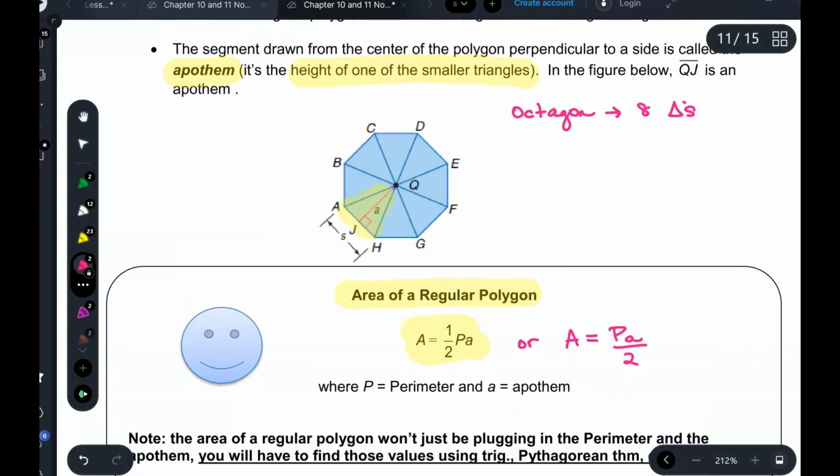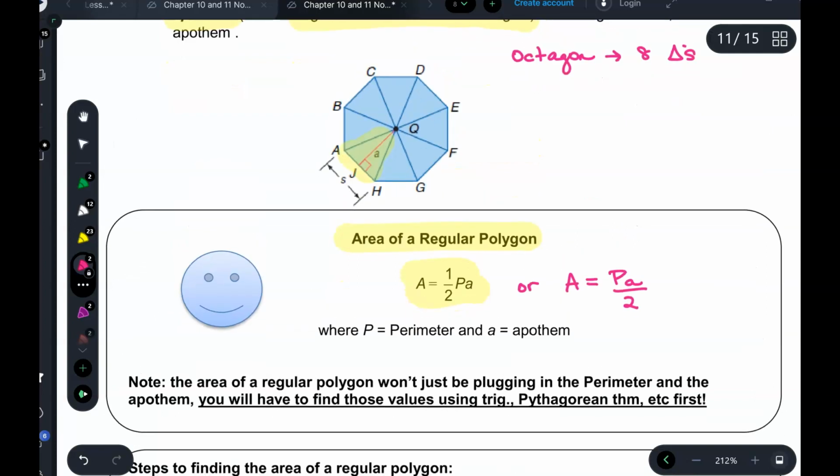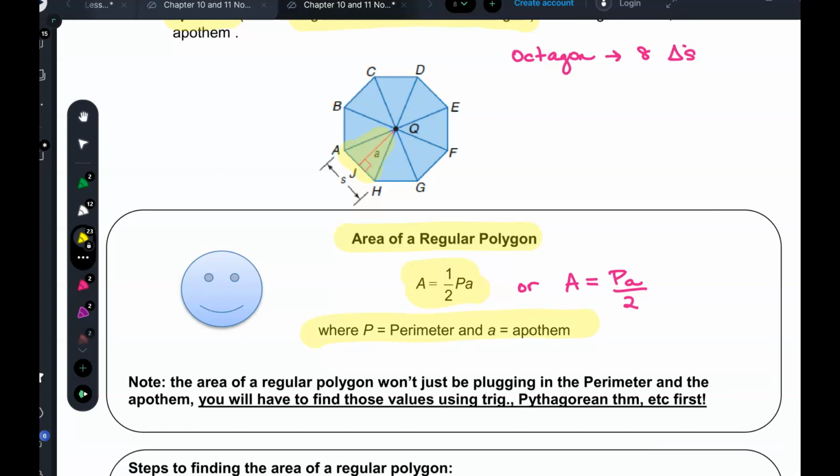The apothem is the height of one of the small triangles. So the area of the polygon, why do you think we can now use the area of the whole polygon is 1/2 times the perimeter times the apothem? Why do you think that works instead of having to just find the area of one triangle and multiplying it by how many?